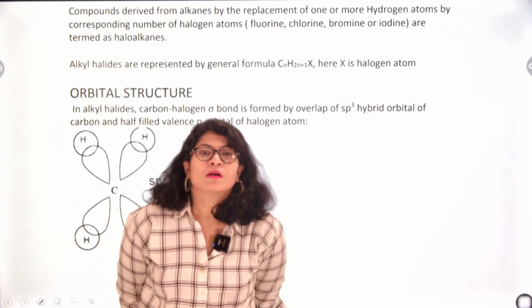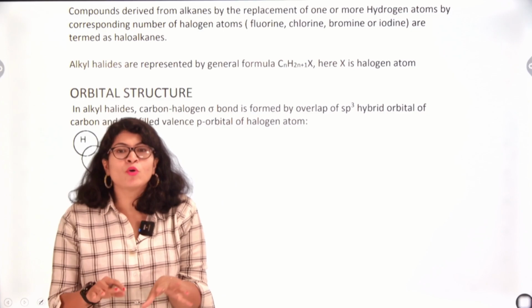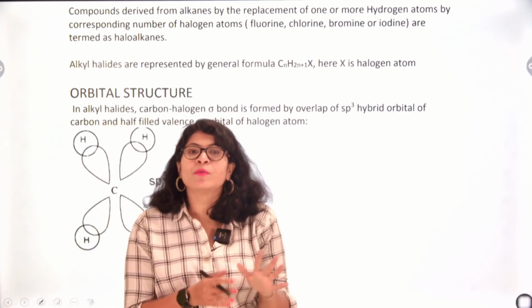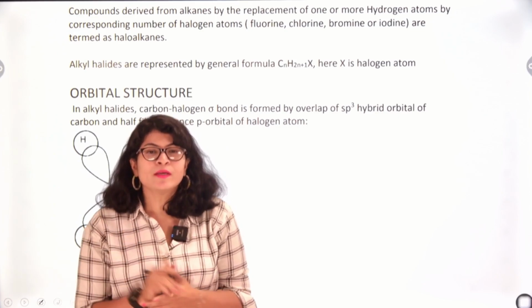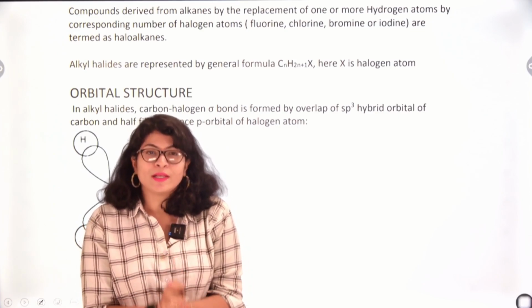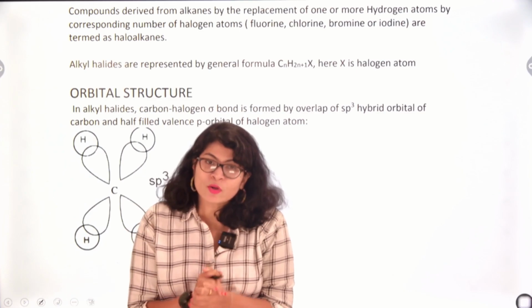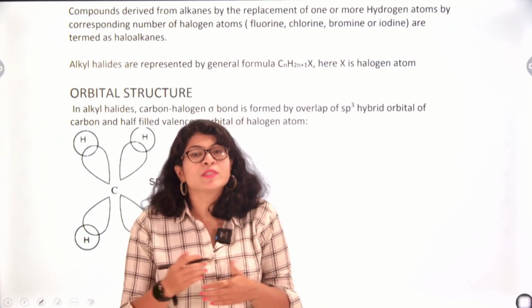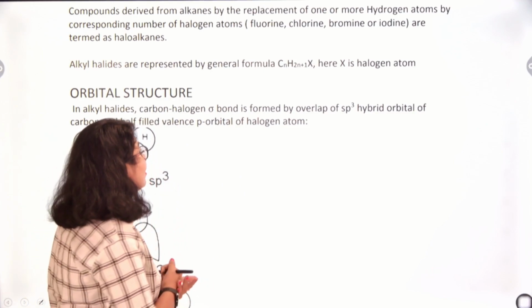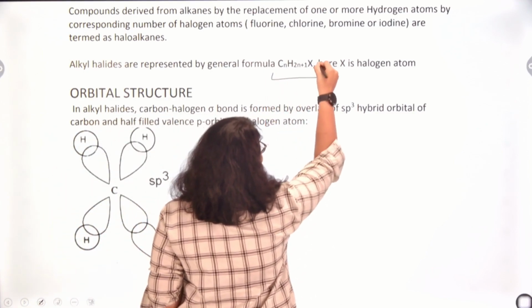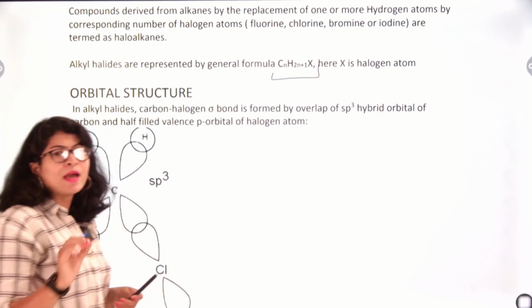So haloalkanes are formed by the replacement of one or more hydrogen atoms by a corresponding number of halogen atoms, which may be fluorine, chlorine, bromine, iodine, anything, and they are termed as haloalkanes. Alkyl halides or haloalkanes, we will be using them synonymously, and alkyl halides are represented by the general formula CnH2n plus 1 X, where X is any halogen atom.